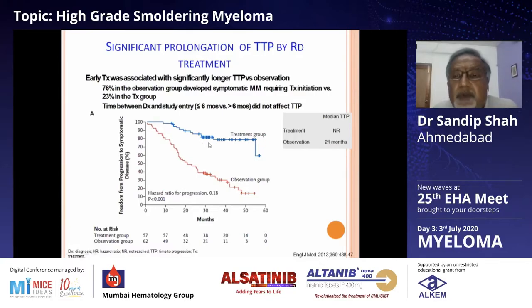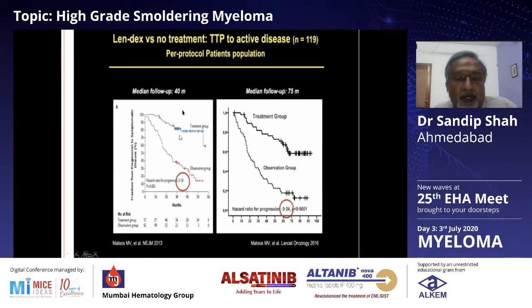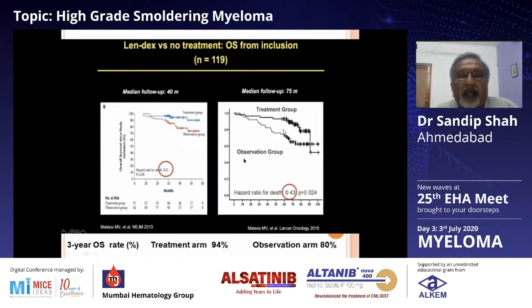And you can clearly see that there is a benefit of time to progression for the Len-Dex arm compared to the observation arm. Median time to progression is not reached in the Len-Dex arm compared to the observation arm, where median time to progression is 21 months. And at 40 months also there is a benefit, and at a median follow-up of 75 months there is also a benefit of time to progression. Again, an overall survival benefit was shown at 40 months as well as at 75 months in the Len-Dex arm.